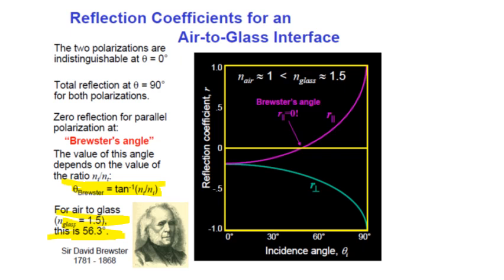On the right hand side, we have plotted the reflection coefficient against the incidence angle. As we increase the incidence angle from 0 to 90 degrees, the perpendicular component coefficient decreases, while the parallel one goes in the opposite direction, but at this point it is 0. This point where it is 0 is the Brewster angle.